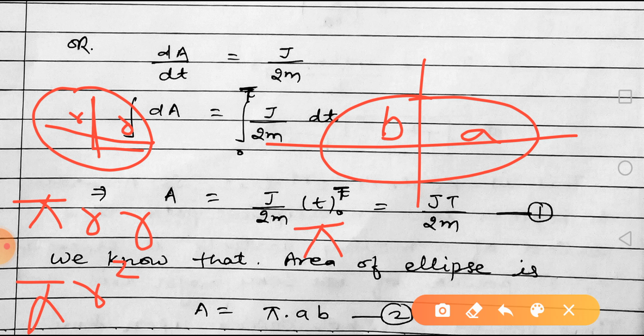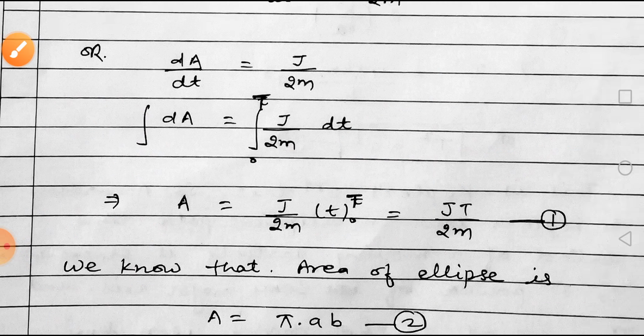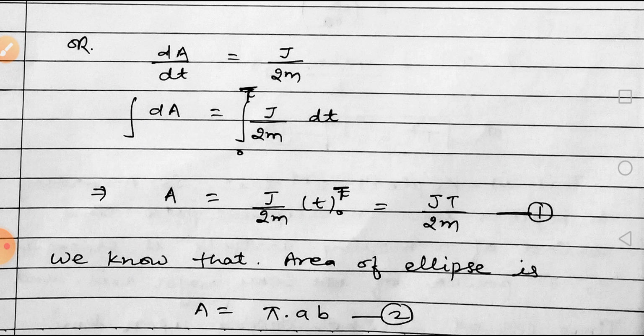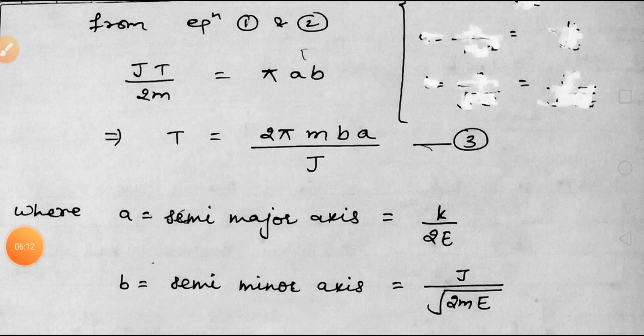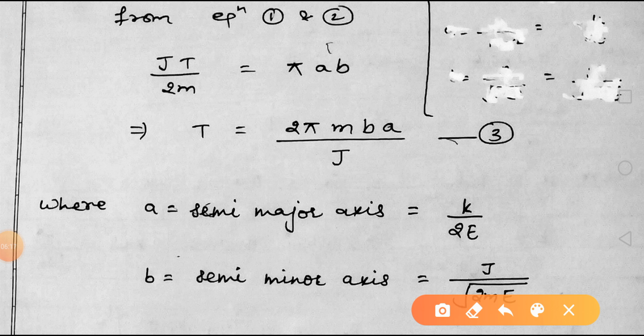So area is pi a b. Here we get two areas from equation 1 and equation 2. So from equation 1 and 2 we get jt upon 2m is equal to pi ab, then time period T is equal to 2 pi m ab upon j, where a is the semi major axis and b is the semi minor axis.